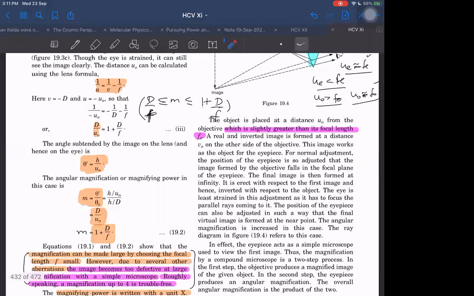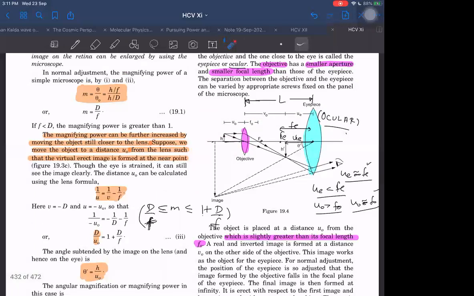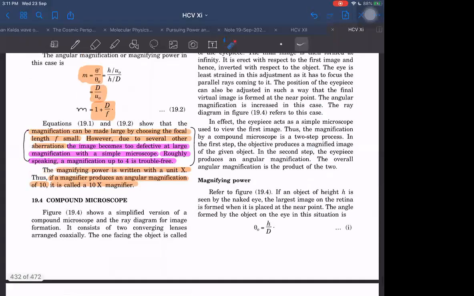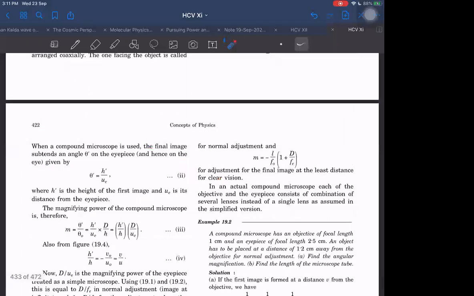You can read that text once. For the time being, it is approximately the distance between the objective and eyepiece. That is it, right? Next comes our magnifying power. So read what they are writing here also. Let me come straight to the point. I want to come to magnification directly now.